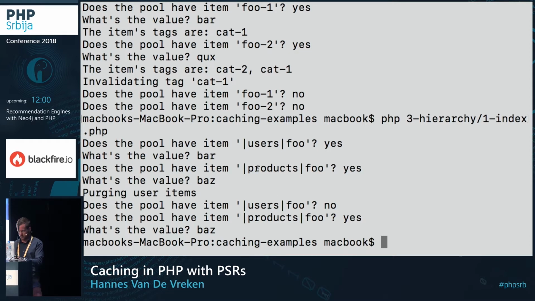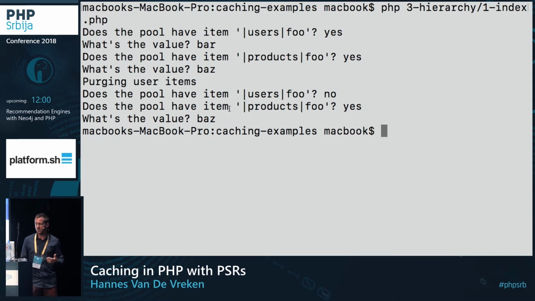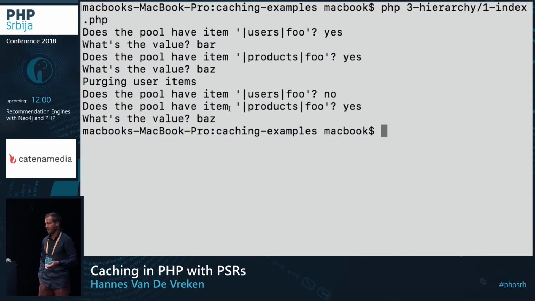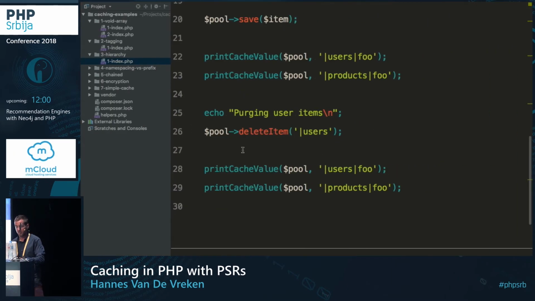So let me clear this again. Does the pool have item users foo? Yes, the value is bar. Does it have products foo? Yes, the value is Baz. And then we're going to purge everything under users, and it's going to say users foo no longer exists, but products foo still has the value for foo, and the value is Baz. So that's basically it. It's super simple.